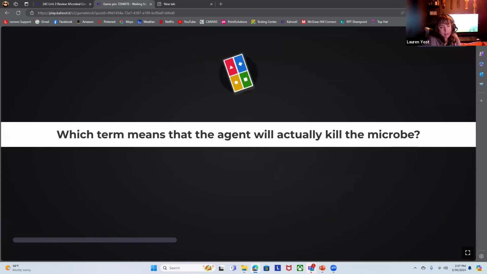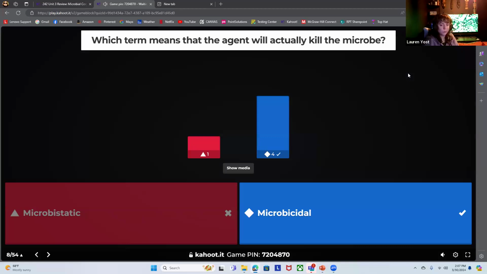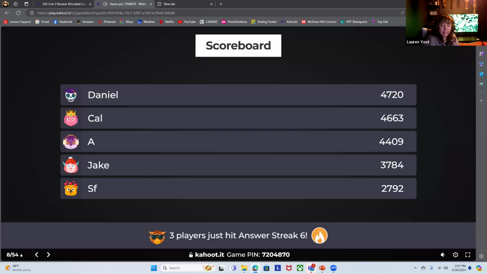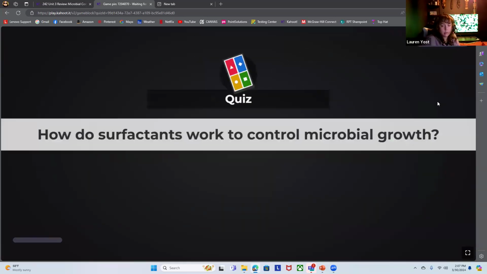All right, which term means that the agent will likely kill the microbe? Yep, that's going to be microbicidal, just like homicidal. Was that making that noise? He complains a lot. He's very vocal.